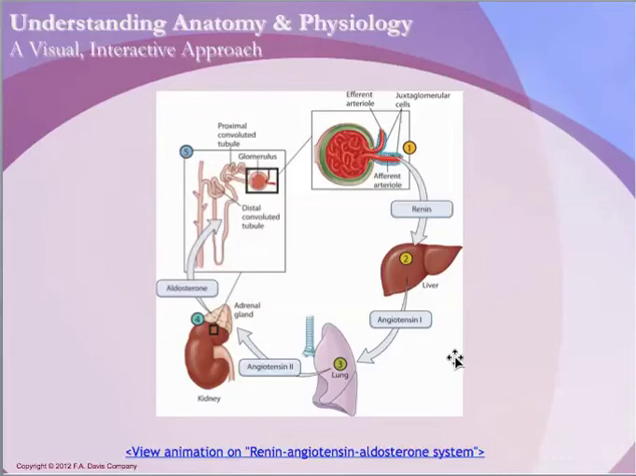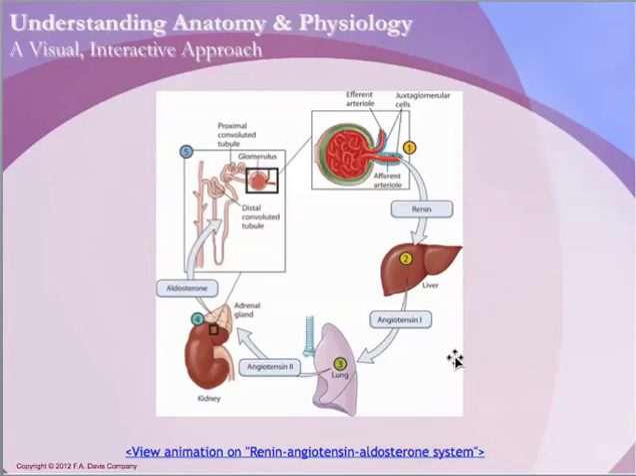It starts when a decline in blood pressure leads to decreased blood flow to the kidneys. We have these juxtaglomerular cells in the afferent arterioles that recognize that the blood pressure is low, and they respond by releasing the enzyme renin. Renin converts angiotensinogen, which is made in the liver, to angiotensin 1. Angiotensin 1 goes to the lungs, where it converts to angiotensin 2, and angiotensin 2 stimulates the adrenal glands to secrete aldosterone.